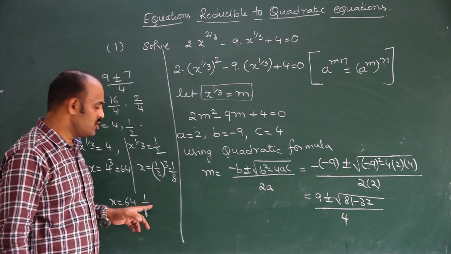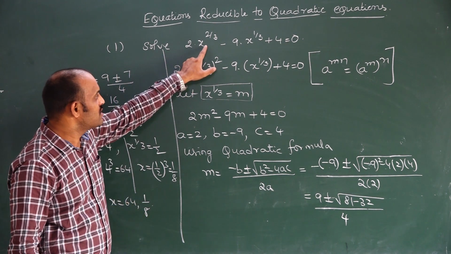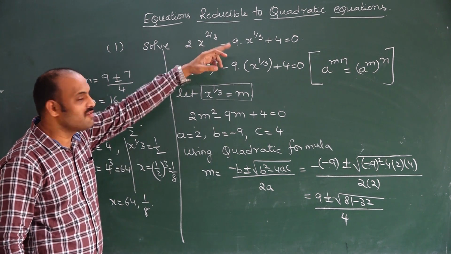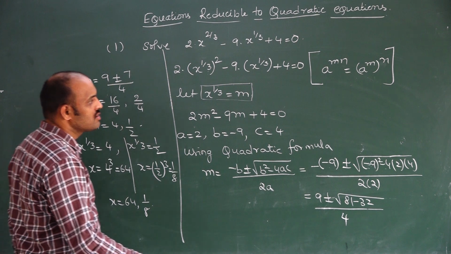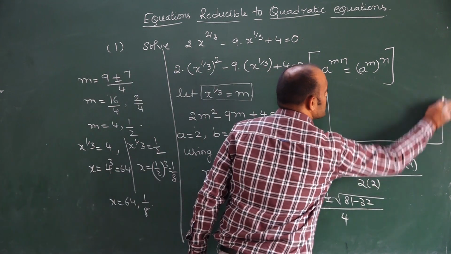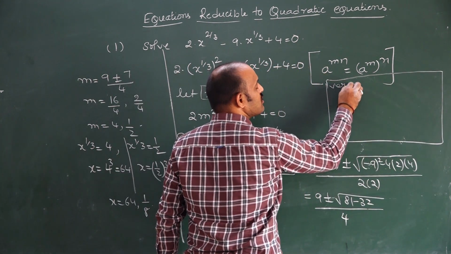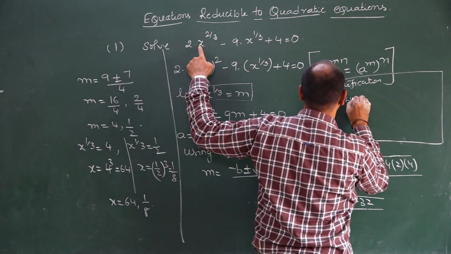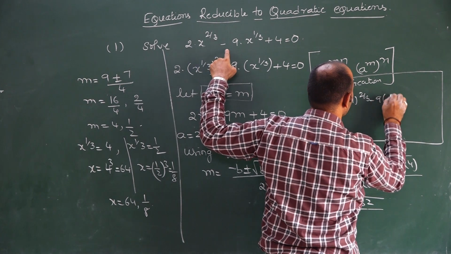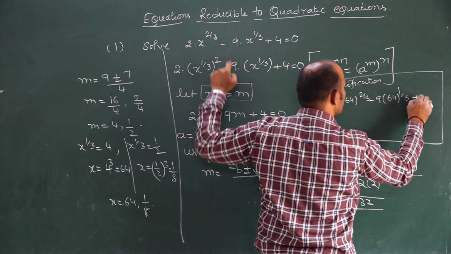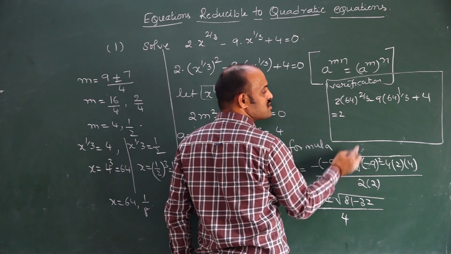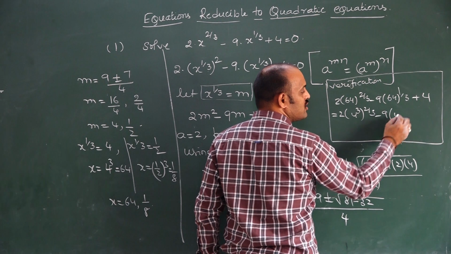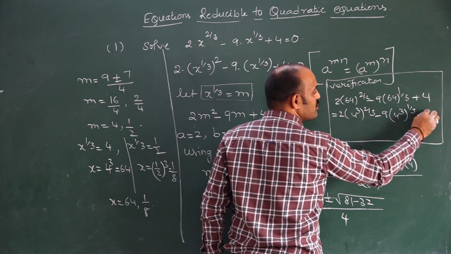If now you want to check, you can check it. Substitute 64 here. You will get the value. You want to verify it? Verification we will do here. Two into 64 to the power of 2 by 3 minus 9 into 64 to the power of 1 by 3 plus 4. 64 means 4 cube, to the power of 2 by 3, minus 9 into 4 power 3 to the power of 1 by 3 plus 4.